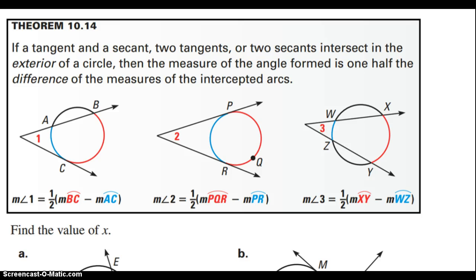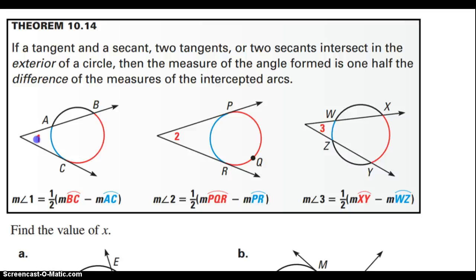So far we've talked about what happens if two lines intersect on the edge of a circle, or what happens if two lines intersect inside of a circle. Now we're going to talk about what happens if two lines intersect on the outside of a circle. Here we go. If a tangent and a secant, two tangents or two secants intersect in the exterior of a circle, then the measure of the angle formed is 1/2 the difference of the measures of the intercepted arcs.